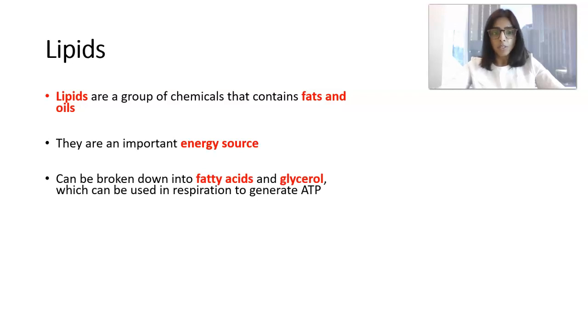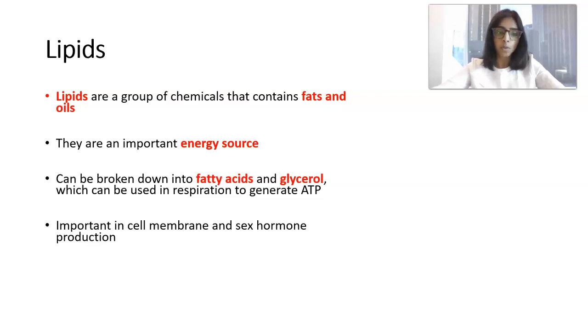The lipid molecule itself can be broken down into its two constituent parts. These are fatty acid chains and glycerol. Now, these fatty acid chains and glycerol can also be used in respiration to generate ATP. Lipid is really important for our body. It is used as the basis of sex hormones, and it provides stability for the cell membrane in the form of cholesterol, and of course we know that it makes up most of the cell membrane.